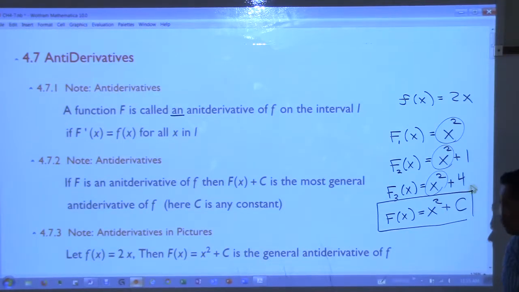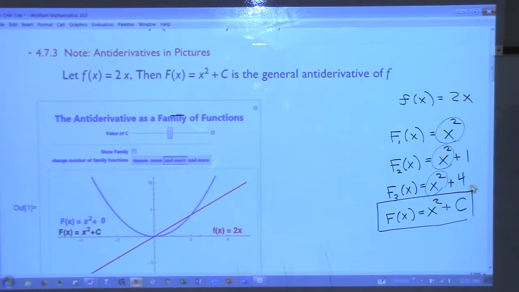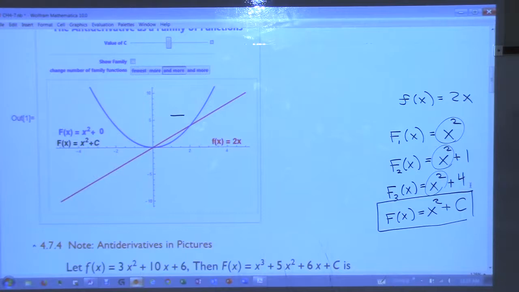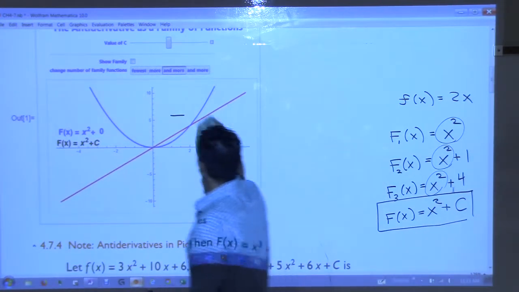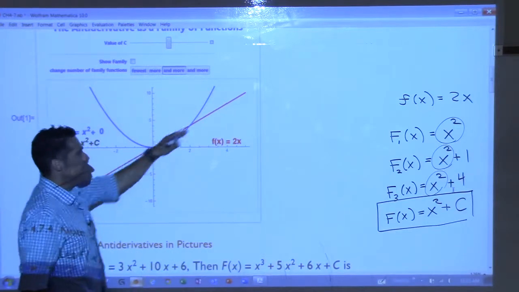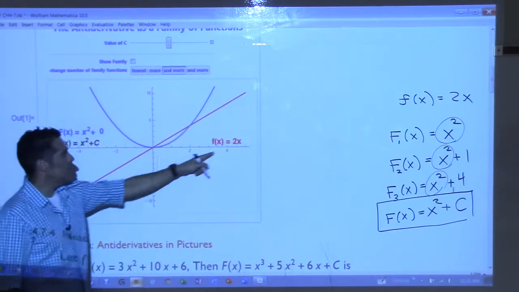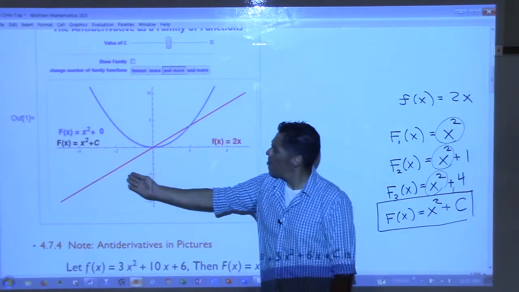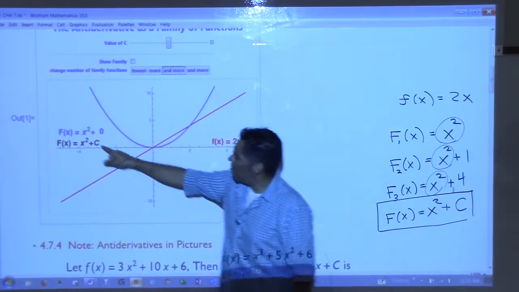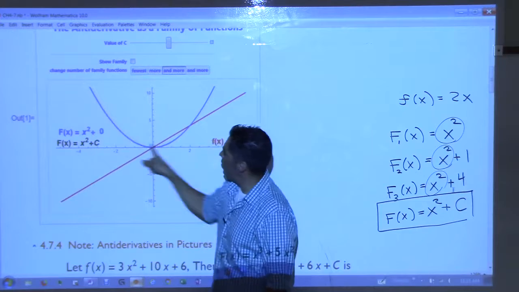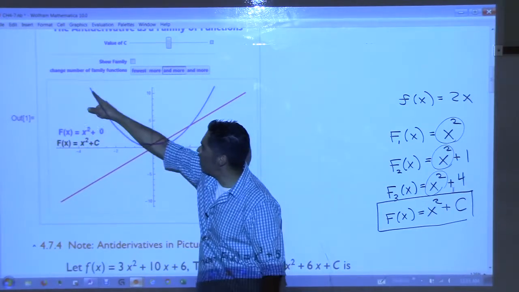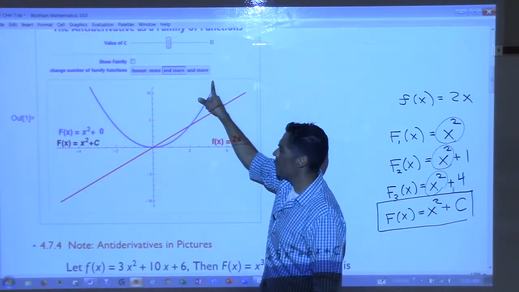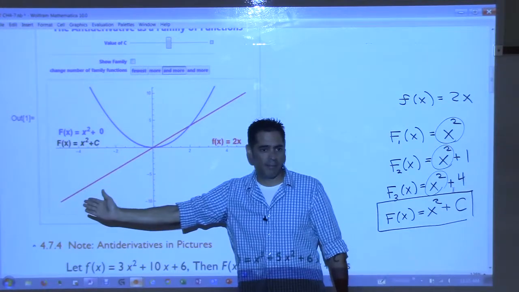Now, here's that example that I just showed you in pictures. So we want to try and understand what this actually means. If we look at this red function, this is the function 2x, which is a line. Agreed? So capital F of x right now is this blue one, the x squared function. We know that the derivative of this is equal to this, right?